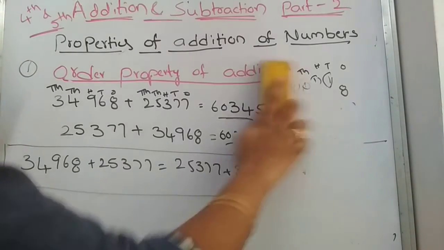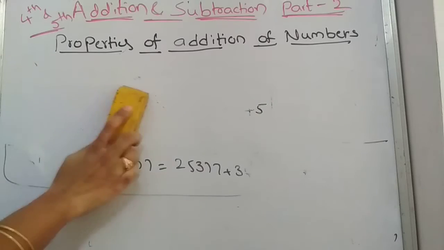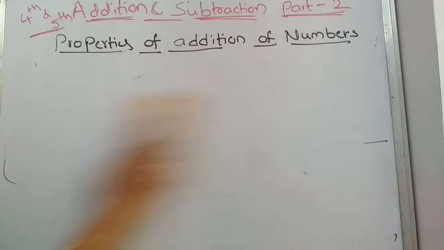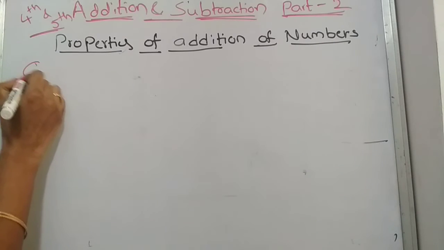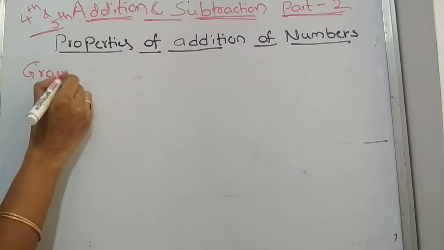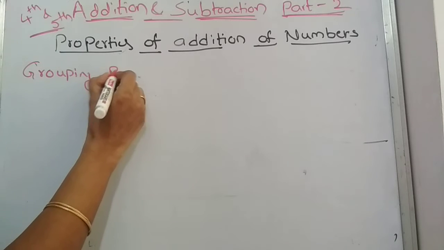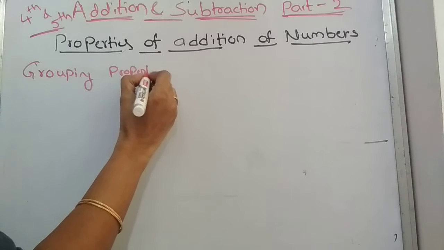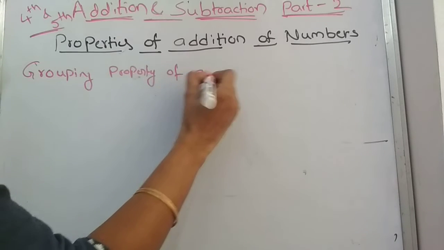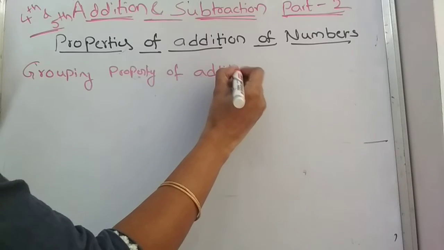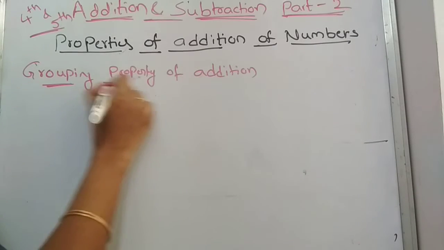Second, we will go to the next property. What is the second property? Explain. Grouping property of addition. What is this? What is the grouping property?